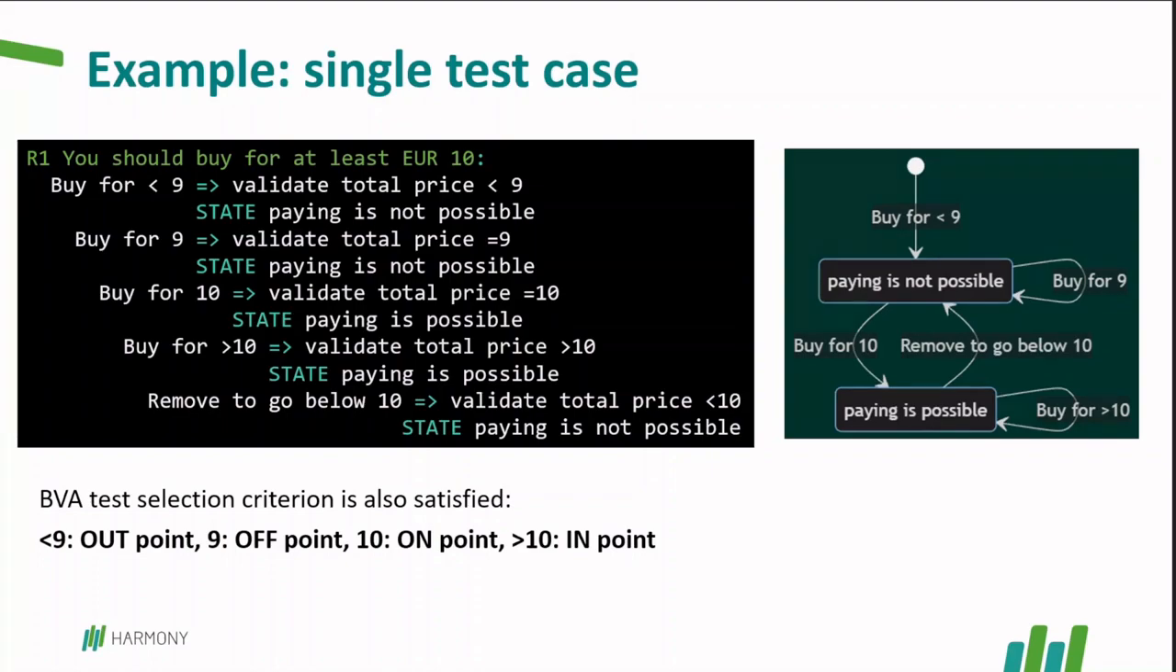Okay, so as you can see on the state chart, we are ready, and we have also satisfied the boundary value test selection criterion, which requires 4 points and not 2 or 3, as you can read in different textbooks and different blogs.